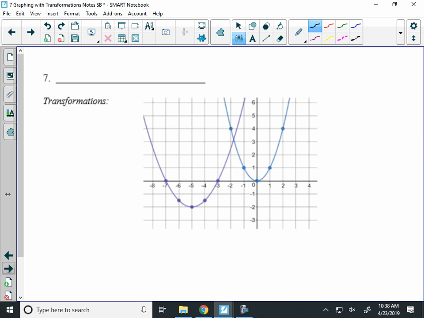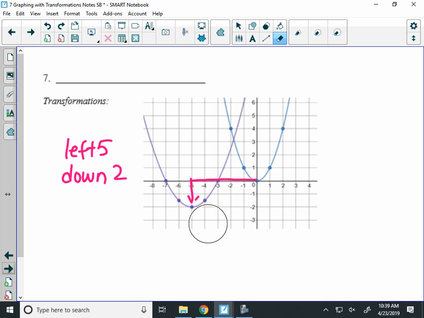Last problem here on the notes. Right, I'm not flipped over, so I don't have a reflection. It does look like I went left 5 and down 2. When I look at the pattern, I go out 1, up a fraction. I can't tell right there. So I'm going to go out 2. So I go out 2, up 2. Remember, normally I go out 2, up 4. 2 is half of 4, so this is a vertical compression by 1/2.